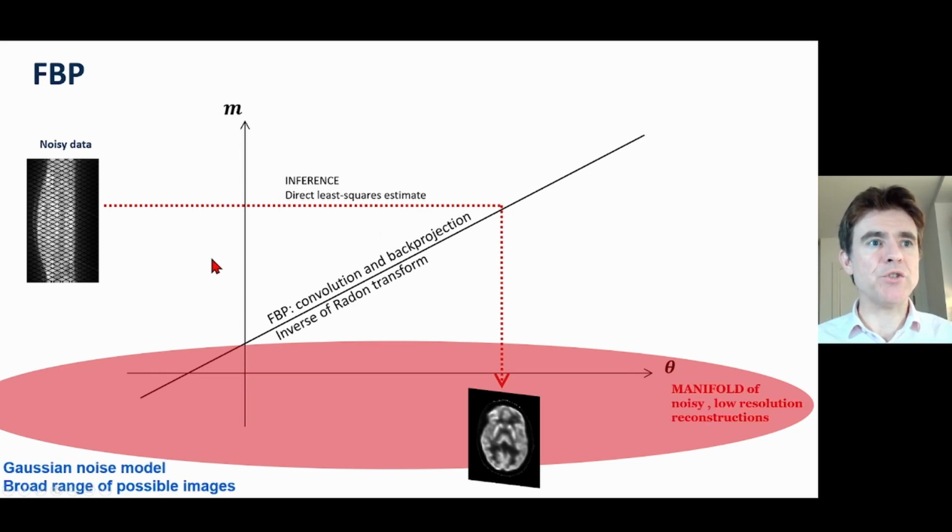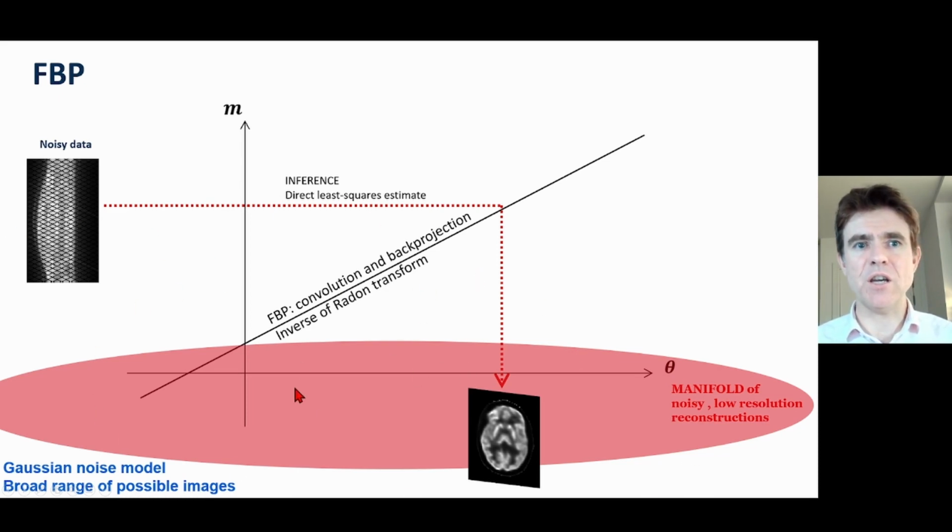And what I'm representing here is the fact that the data can be noisy. We're using a Gaussian noise model with filtered back projection. It's a direct least squares estimate. And the linear operator that is filtered back projection is basically doing that convolution and back projection to achieve the inverse of the radon transform. And because it's using a Gaussian noise model and a very simple inverse of the radon transform, we've got a broad range of images that could be obtained.